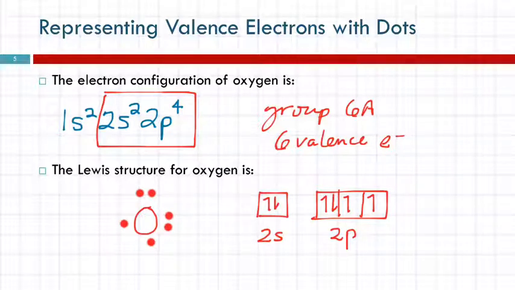And what we're going to see is that from this Lewis structure for oxygen, we see these 2 unpaired electrons. That's going to tell us that oxygen is usually going to form 2 bonds. Those unpaired electrons are the ones that are actually going to form the bonds. So it helps us in drawing Lewis structures later. Any other questions?